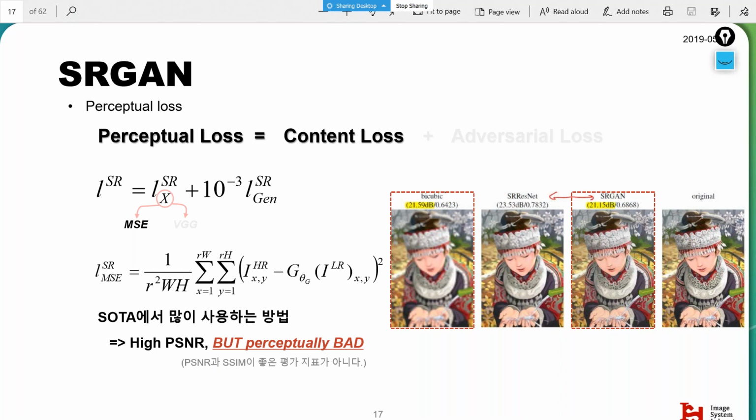These equations. The first one, LSR is equal to LSR of X plus X to the power minus 3. What is that? I'll tell you. This is the adversarial loss. So it is a weighted loss of content loss and adversarial loss. LSR is nothing but a mean squared error, if you notice over ISR and ILR. G of ILR is SR, HR minus SR feature vectors.